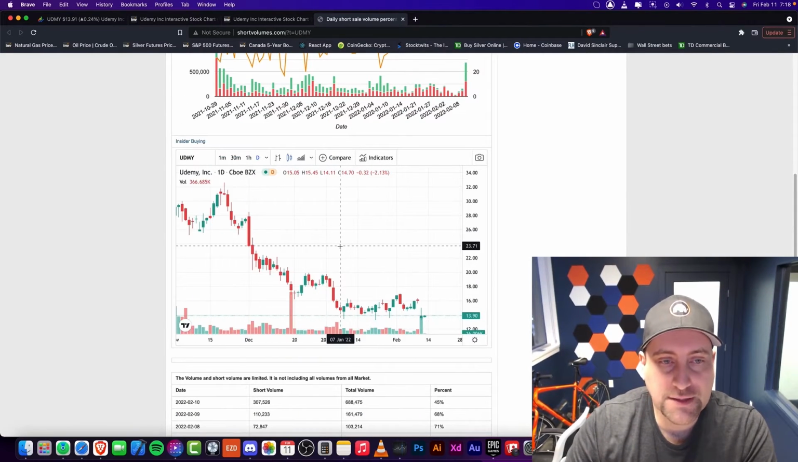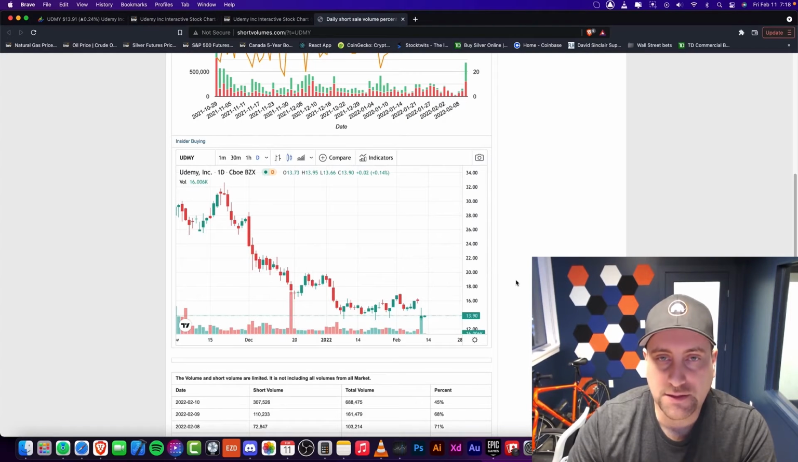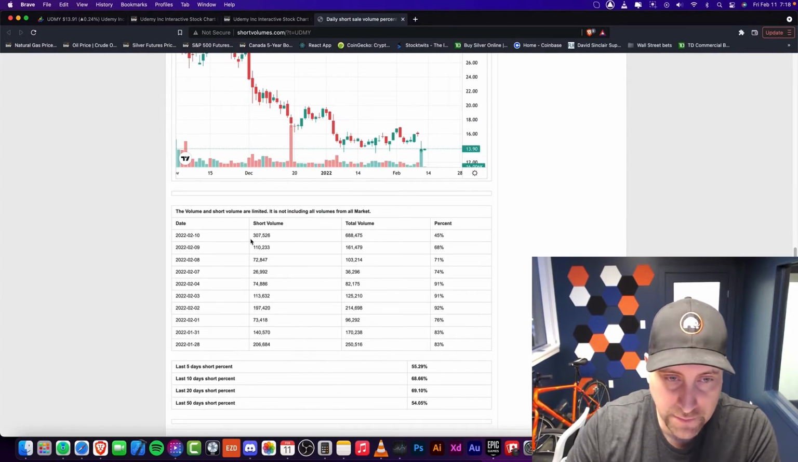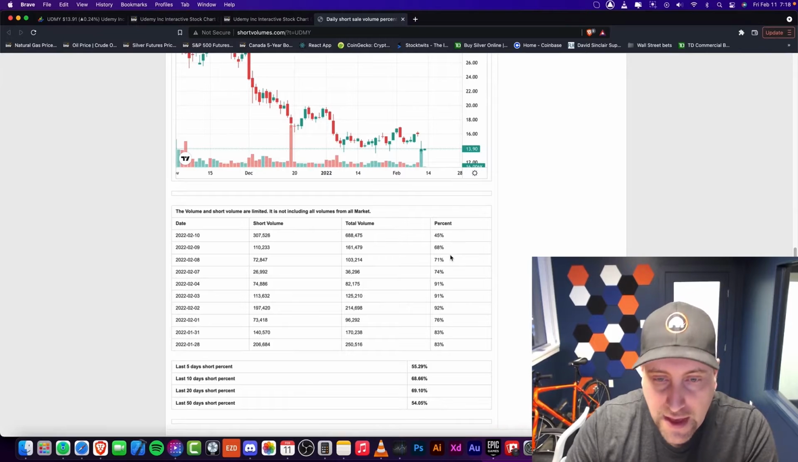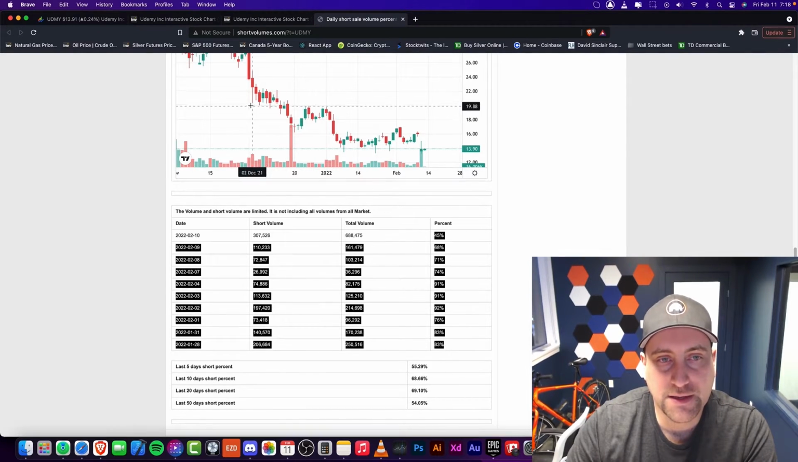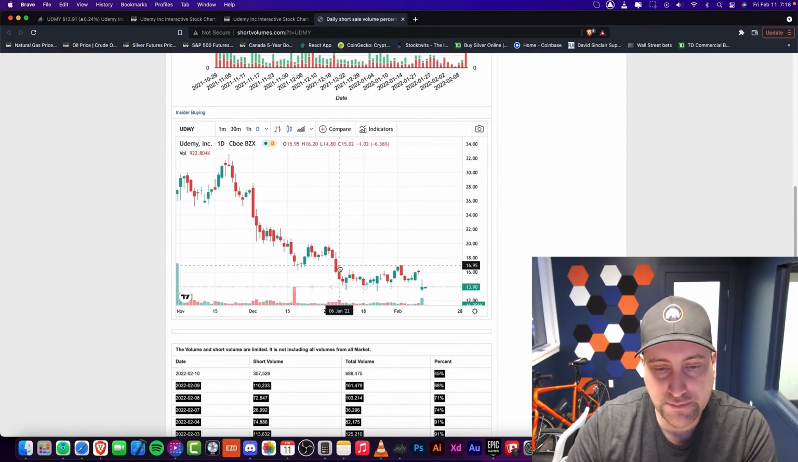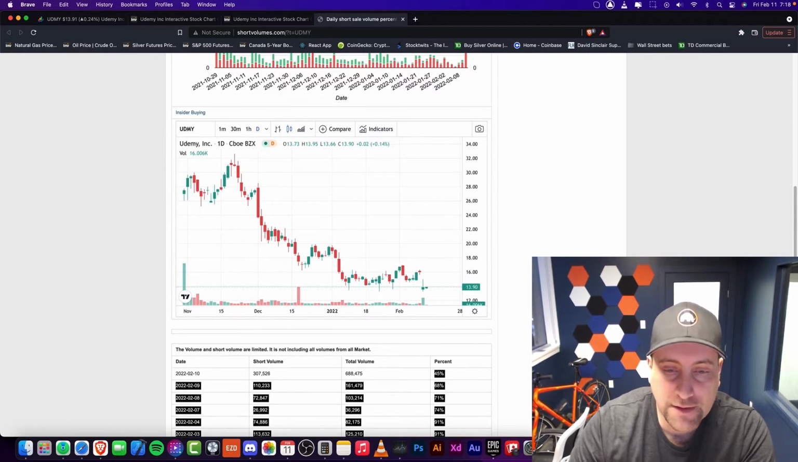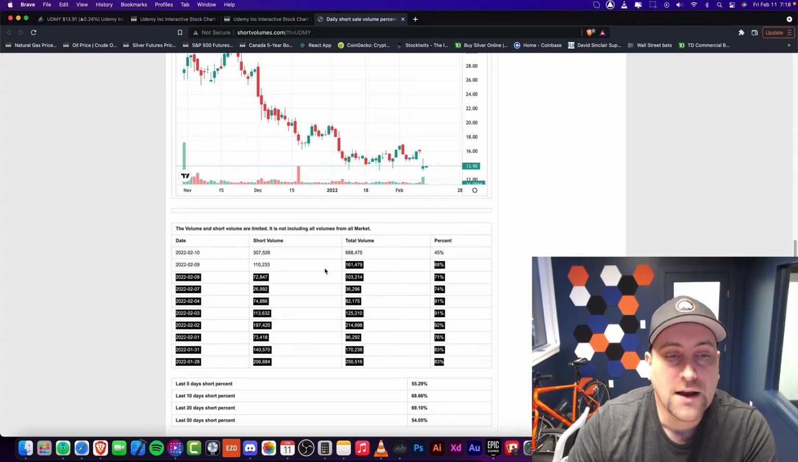And if you don't know what a short is, you're basically betting against the stock. But as you can see, the short interest has been pretty high, and that kind of makes sense because it looks like things have been down here. Now, is Udemy a short? Well, it looks like a lot of people think so.